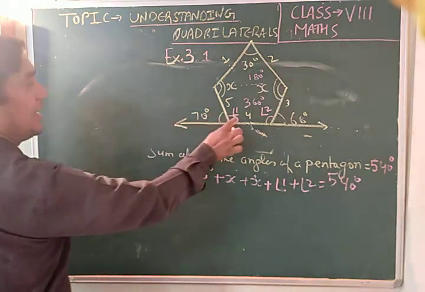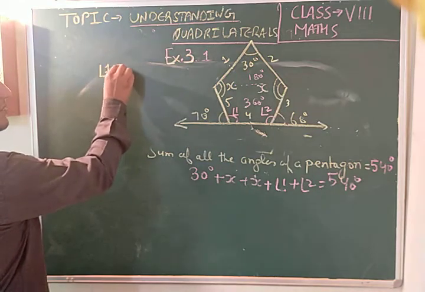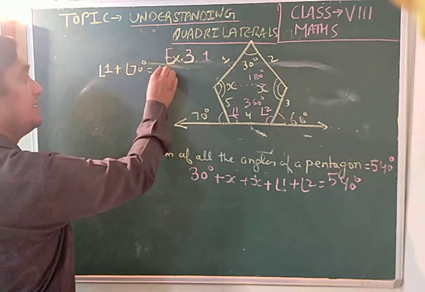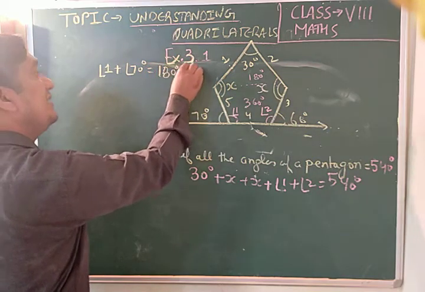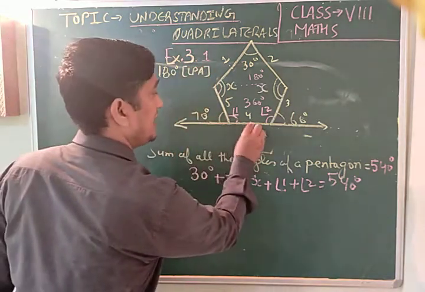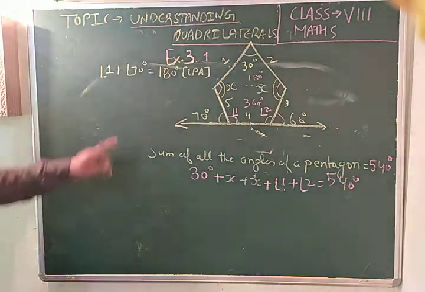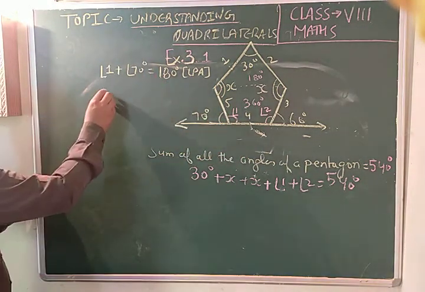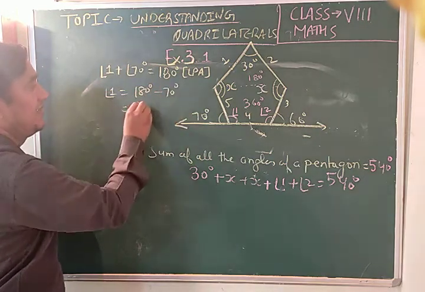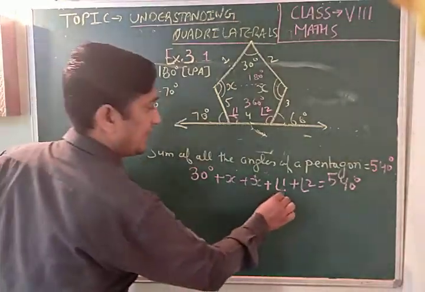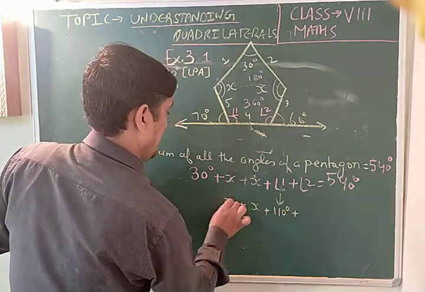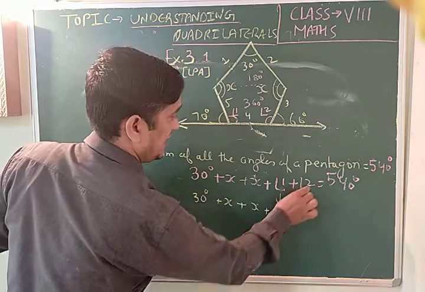Children, we know that this angle 1 and this 70. Angle 1 plus 70 degree is equal to 180 degree. Linear pair axiom. Or you can say angle formed on a straight line always adds up to 180 degree. So angle 1 becomes 180 degree minus 70 degree, that is 110 degree. So the value of angle 1 is 110 degree. This is x. This is 30 degree.